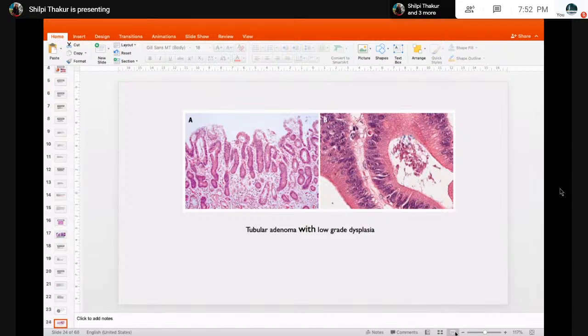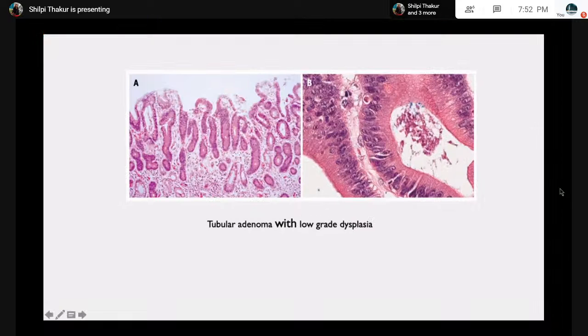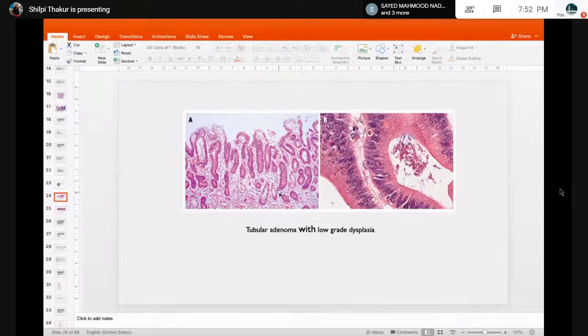These are the two pictures. Here we can see a low power view on my left side, and on the right side a high power view of the same. This is a tubular adenoma with low grade dysplasia. Here we can see there is a little architectural distortion, but if we look at the nuclei, they are not very bad looking. They do have some prominent nuclei, but there is no nuclear stratification. Neither are the glands placed back to back, fused, or cribriform. So this is a case of a tubular adenoma with low grade dysplasia.